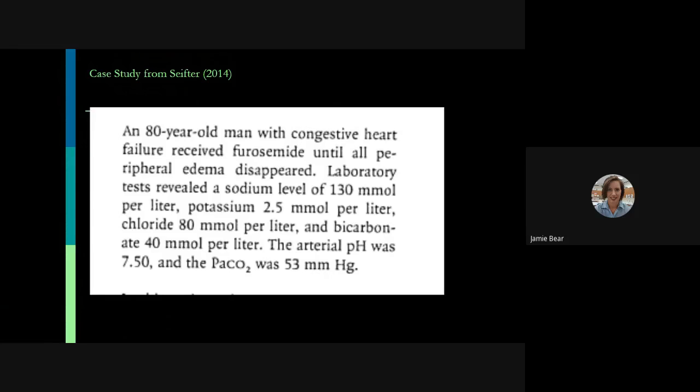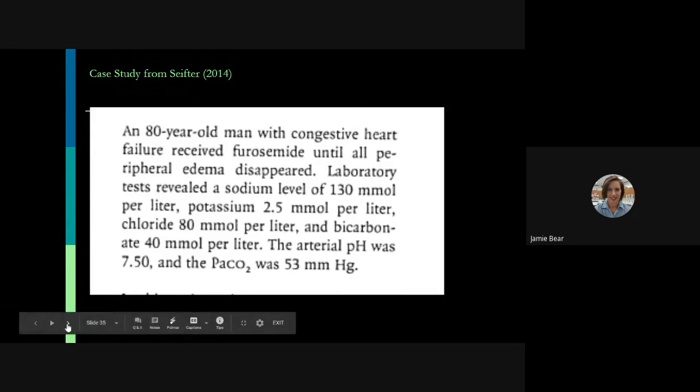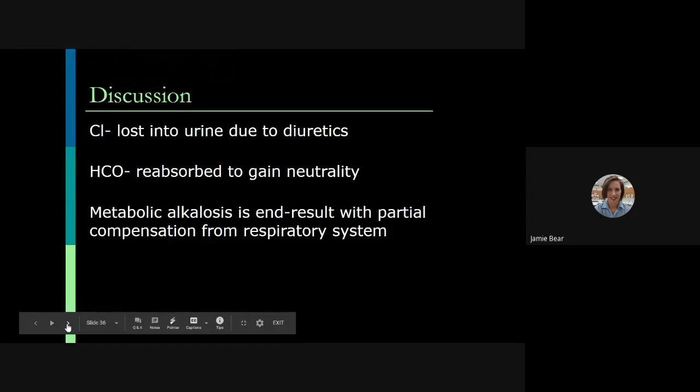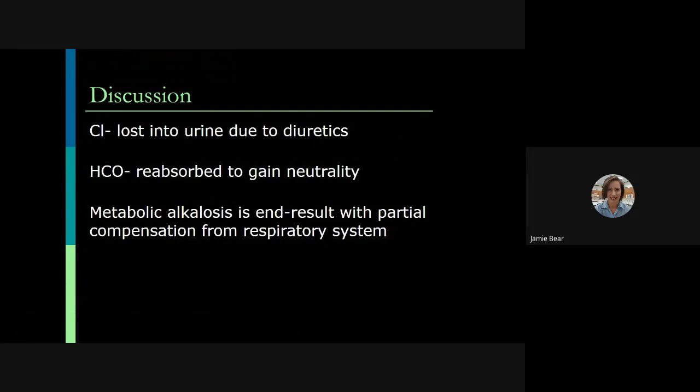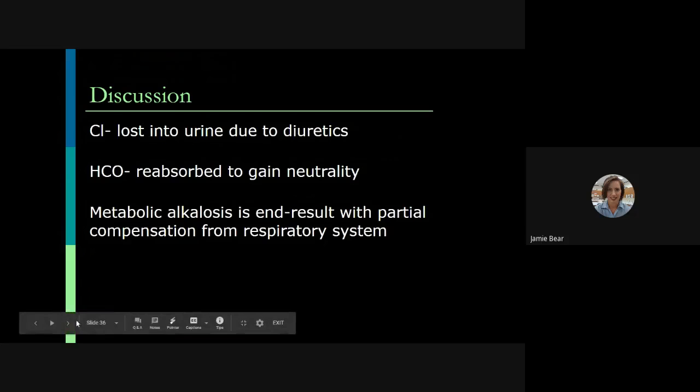So if we look at this patient's issue, he was getting a significant amount of diuretics. Therefore, chloride was lost in the urine due to diuretics. Bicarbonate was then reabsorbed to gain neutrality, and therefore the metabolic alkalosis is the end result. And he does have partial compensation from the respiratory system, but not enough to make this fully compensated.